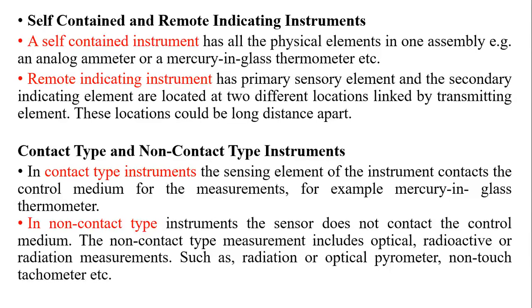The next one is the self-contained and remote indicating instruments. So what is a self-contained instrument? A self-contained instrument has all the physical elements in one assembly. For example, an analog ammeter or a mercury in glass thermometer. So self-contained means it is a compact device or an instrument which contains all the parts in it.